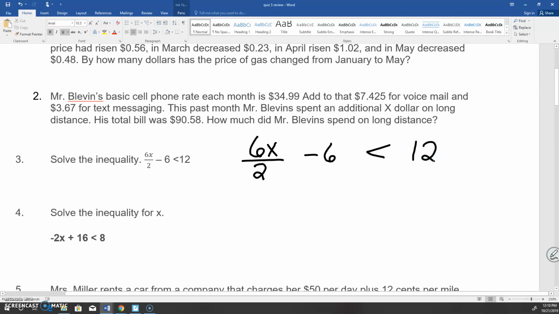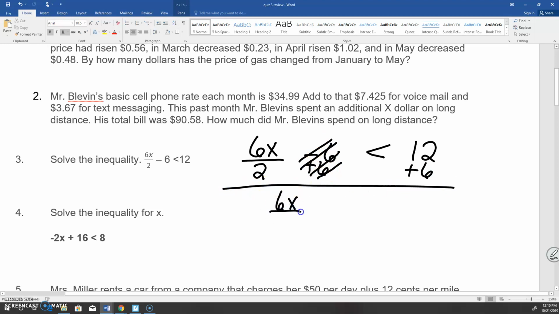It says 6 times x divided by 2 minus 6 is less than 12. I need to get x by itself, so I'm going to get rid of anything on that left side of the problem. What's the first thing I can get rid of? 6. Is it a positive 6 or negative 6? Negative 6, so I have to add it. So this cancels out, and you're left with 6 times x divided by 2 is less than 18. Now I can get rid of this divided by 2. How do I get rid of divided by 2? Multiply by 2. The opposite is multiply by 2. And then you're left with 6 times x is less than 36.